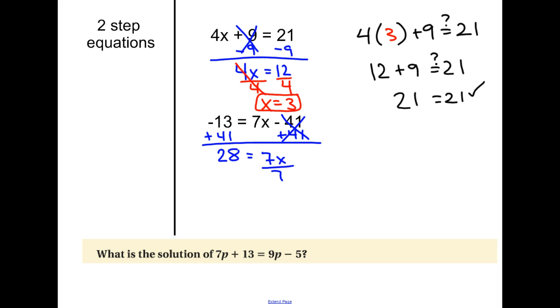Need to divide by 7 here. Divide by 7, those go away. So we have 4 equals x. Now me personally, Mr. OCD, I like to flip-flop those, so really it becomes x equals 4.